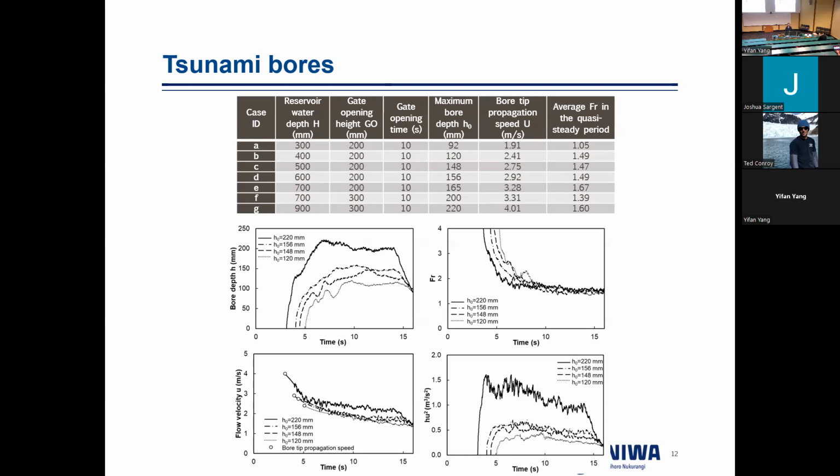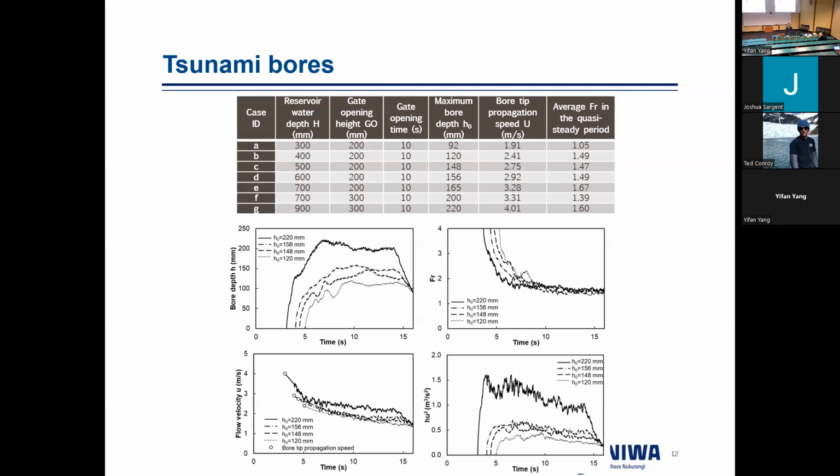So if we use a scale factor of 40, we can get an 8 meter deep tsunami bore in reality. And the Froude number in the quasi-steady stage is from 1 to 1.6, which compares well with the real tsunami Froude number. The bore depth was measured using wave gauges, and the speed of the bore was measured using a side-looking ADV.